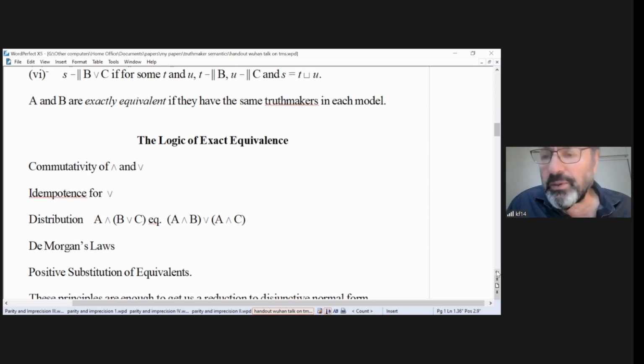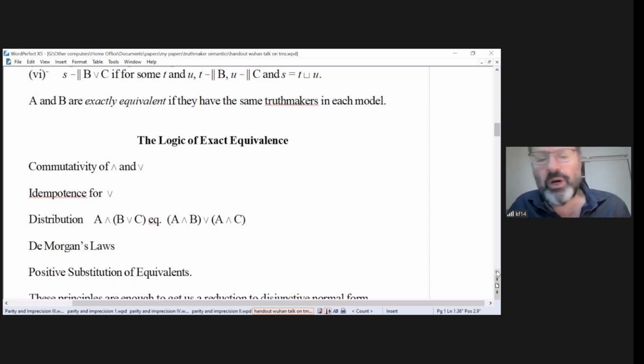We have the usual De Morgan's laws, both of them. We have not (A and B) equivalent to not A or not B, and not (A or B) equivalent to not A and not B. If we've got two formulas that are equivalent, that is, they have the same exact truth makers, then in any positive context, one not governed by negation, we can substitute one for the other.